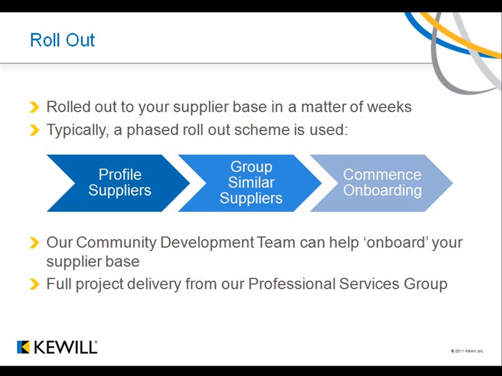The best way to approach this is shown in the small graphic on the slide. We will work with you to profile your suppliers, identify the different options you want to offer them, and then work with each group in a specific way. To do this, we use our Community Development Team, or CDT. This is a dedicated internal team who will contact each and all suppliers, explain the benefits and the options available, and help them determine which is best for them. The whole project is delivered and managed by our professional services team, following an established and well-proven methodology.